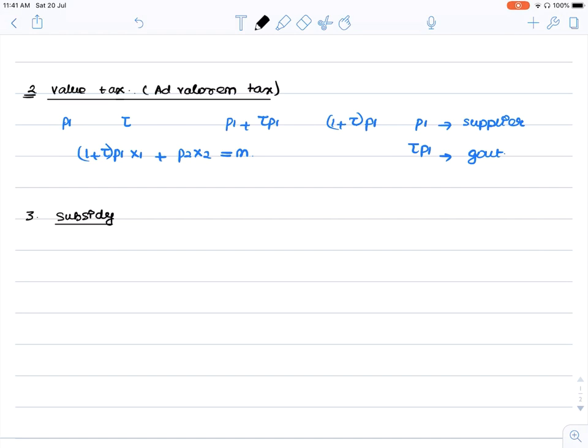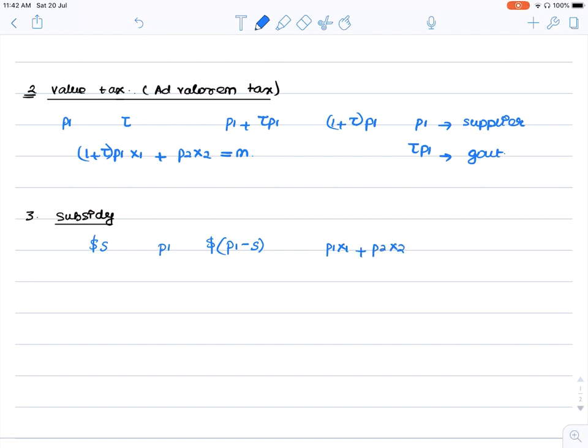So in case of a quantity subsidy, the government gives an amount to the consumer, and that depends on the amount of the good which is being purchased. For example, if S dollars per unit is a subsidy given to the consumer for good one, earlier the price was P1, now the price would be P1 minus S dollars. Are you with me? Earlier you had to pay P1, but now you have to pay just P1 minus S. So this is the case of a subsidy.